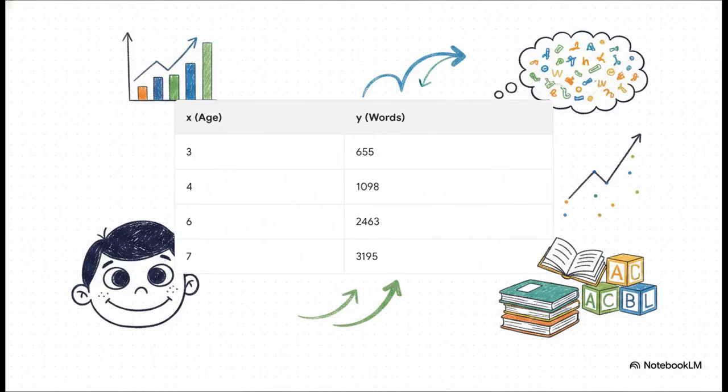Now I want to leave you with one final set of source data. Here we have a table tracking young children. Our X variable is the child's age in years, and our Y variable is their vocabulary size, basically the number of words they know. At age 3, it's 655 words. By age 7, it's ballooned up to a massive 3,195 words.